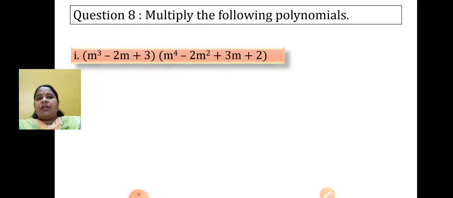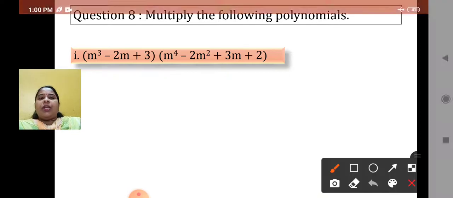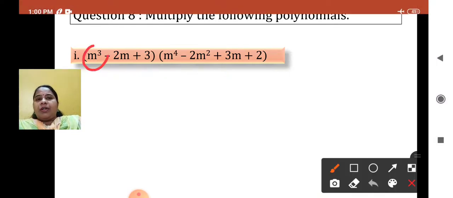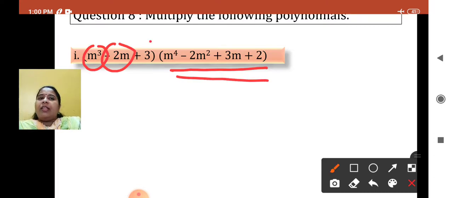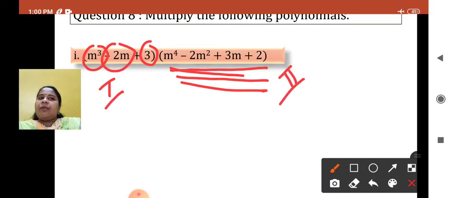Now what is the method? The method is you will take the first term here and the entire bracket. Then the second term along with the sign and the entire bracket again. And then the third term and the entire bracket. We are going to multiply each term of the first polynomial with the entire bracket of the second polynomial. This is a basic concept.